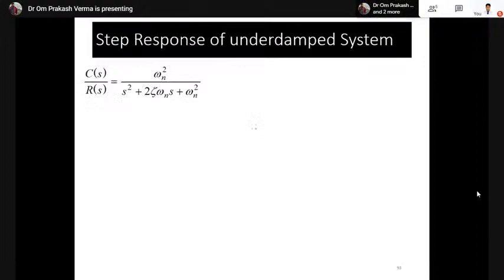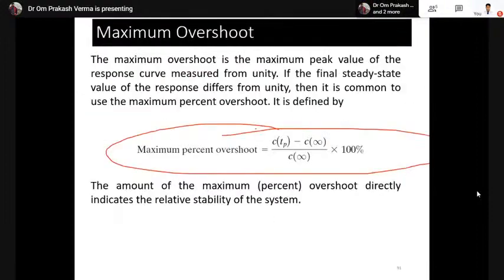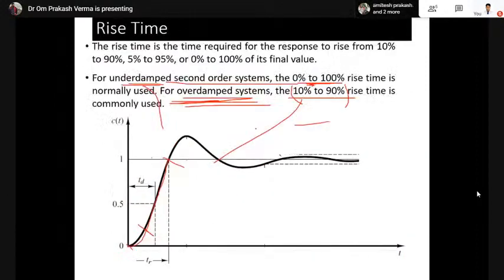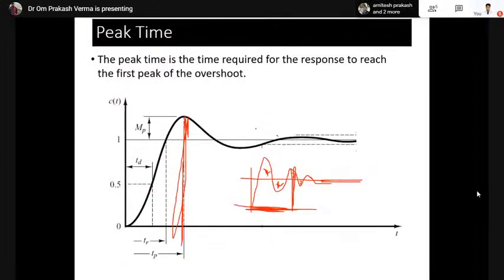Now the step response comes. In the book, I have not written here the formulas for these parameters, how to calculate them. The formulas have been derived in your book, and one or two problems are generally asked in your semester exam and any competitive exam of control systems. Such problems from the second order system may be asked or must be asked. So just go through that from the book.